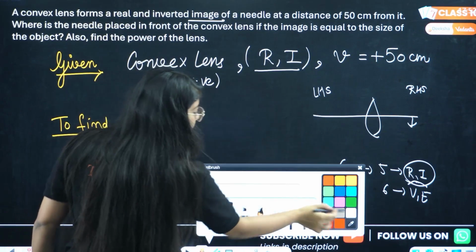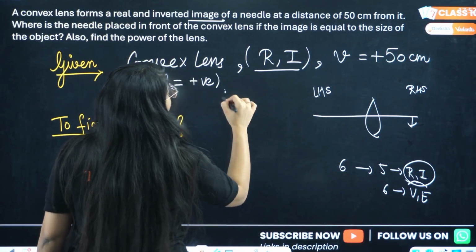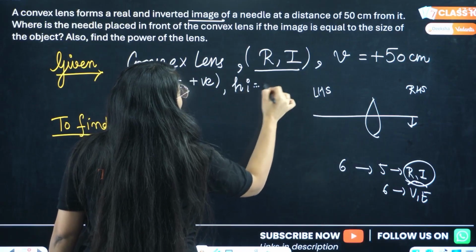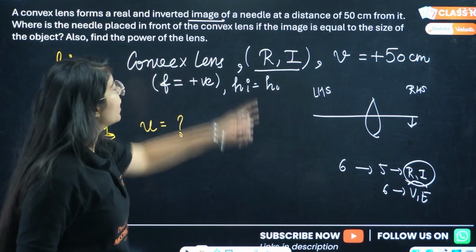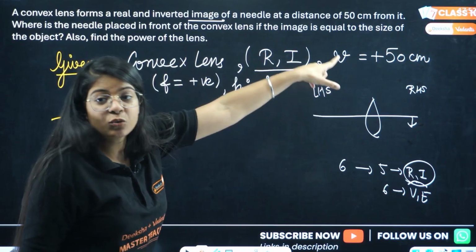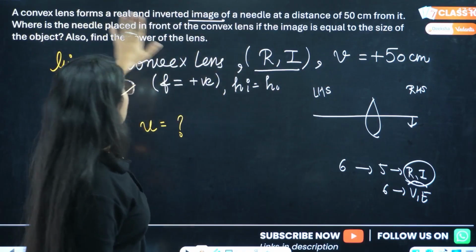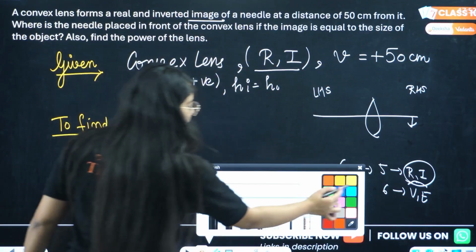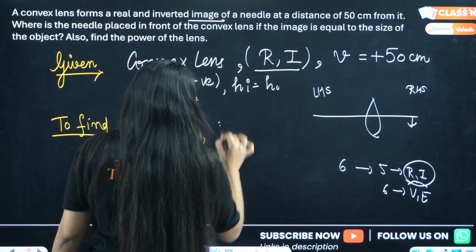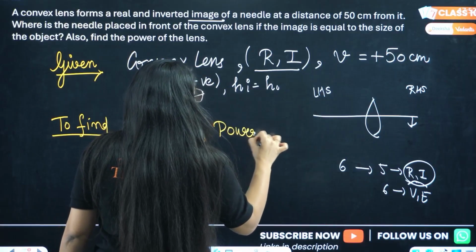So they are asking where the object will be placed if the height of the image is equal to the height of the object. If the image is equal to the size of the object, also find the power. So we have to find the power, and we have to find U as well. Now how will you do it?